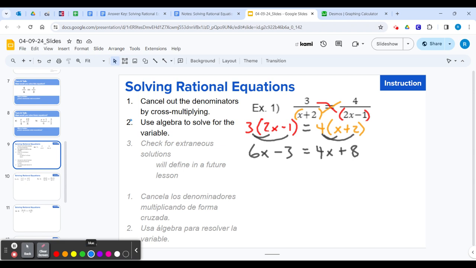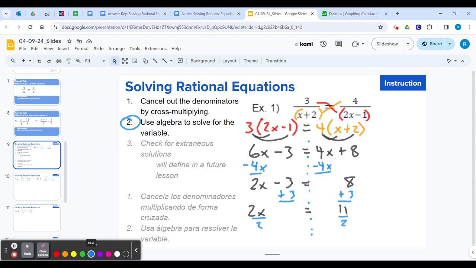Then we get a situation where we need to use our algebra to solve. So I'm going to split my equation on both sides and start moving all my variables to one side. I'm going to move that 4x over to the left by subtracting on both sides. That gives me 2x minus 3 equals 8. I'm going to move this 3 over by adding to both sides. That leaves me with 2x equals 11. And finally, I'm going to divide by 2 on both sides and get x equals 5.5.